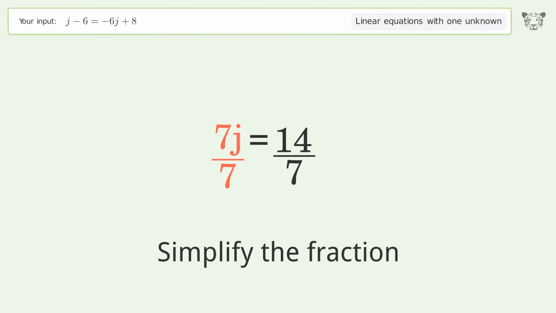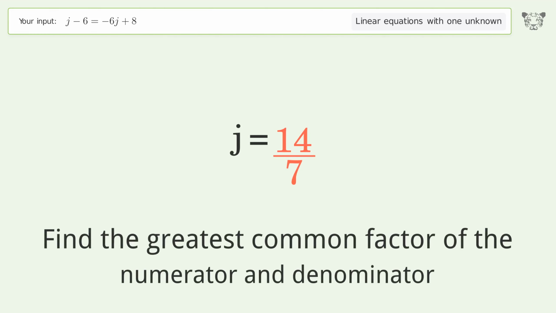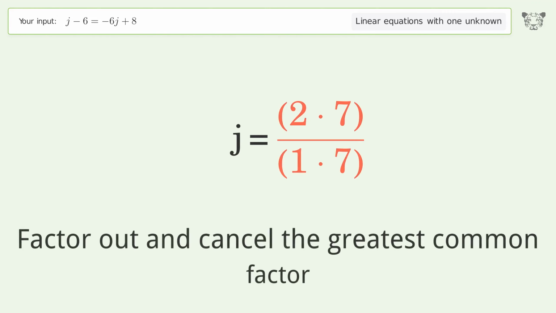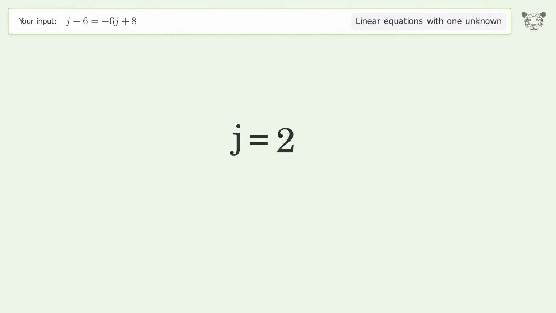Simplify the fraction. Find the greatest common factor of the numerator and denominator. Factor out and cancel the greatest common factor. And so the final result is j equals 2.